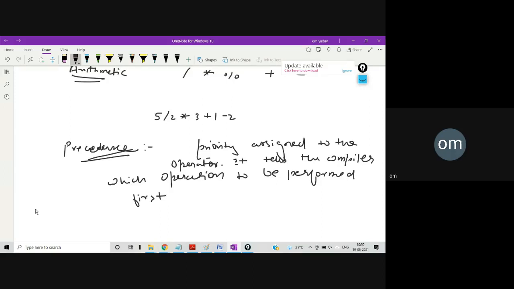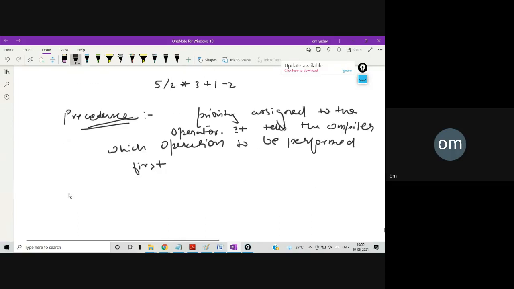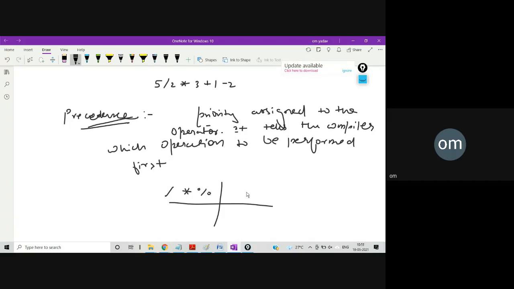Now there is an issue. For example, in arithmetic operators, we have division, multiplication, and mod. They are of the same precedence level. And then plus and minus.